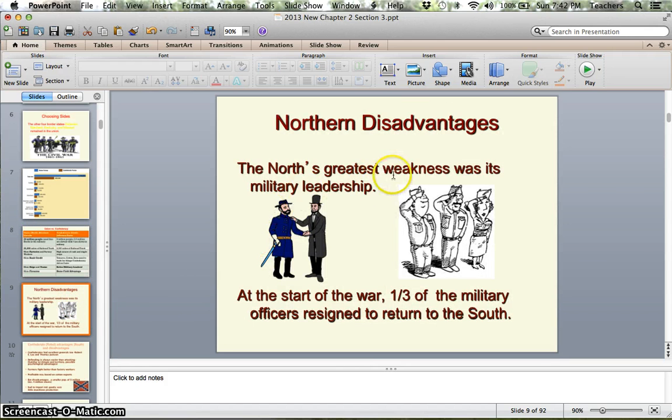The North's greatest weakness: we could not find military leaders that were strong in the North. Lincoln fired his leaders time and time again, trying to find someone that would lead him. We finally found our leader in Ulysses S. Grant, who will later become president.